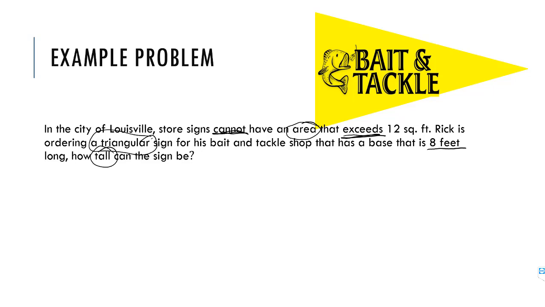Okay, so let's see what we remember. We know we need the formula for a triangle. So the formula for a triangle is area is equal to 1/2 times the base times the height, or the base times height divided by 2. Either way you want to think about it.